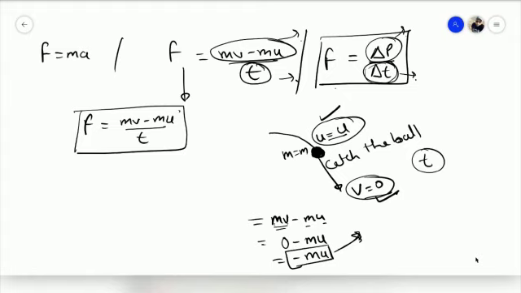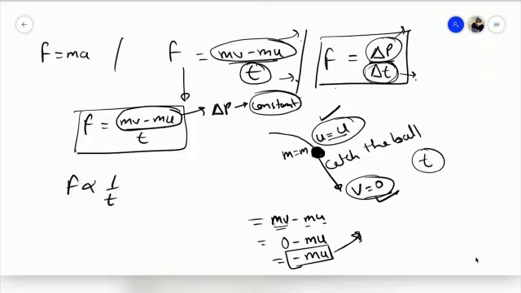Suppose this change of momentum, Δp, is constant. Then the force will be inversely proportional to the time period, as you can see. More time, less will be the force, and lesser time, more will be the force.